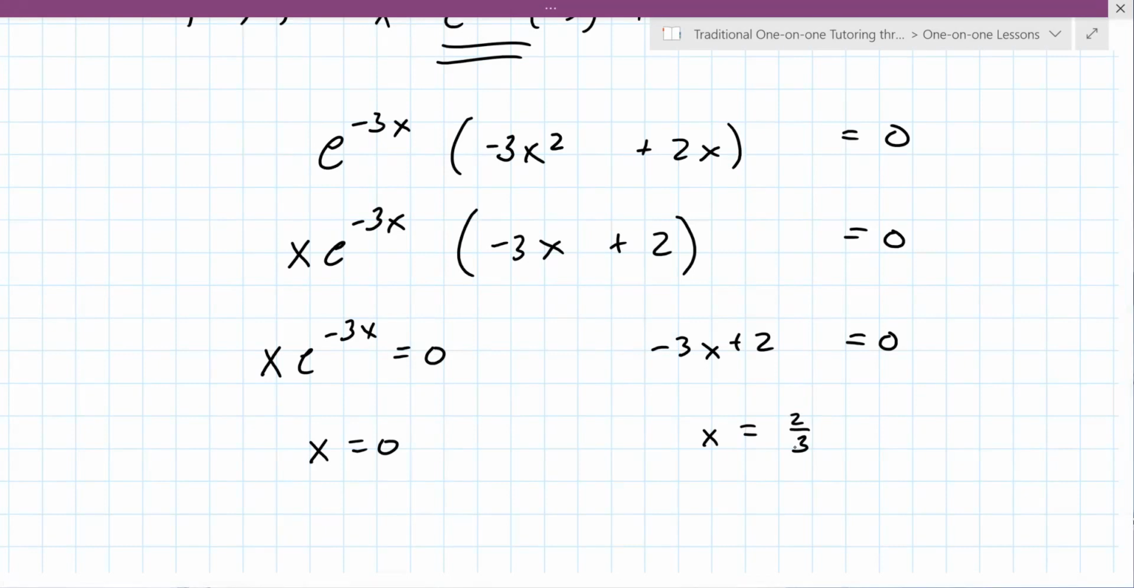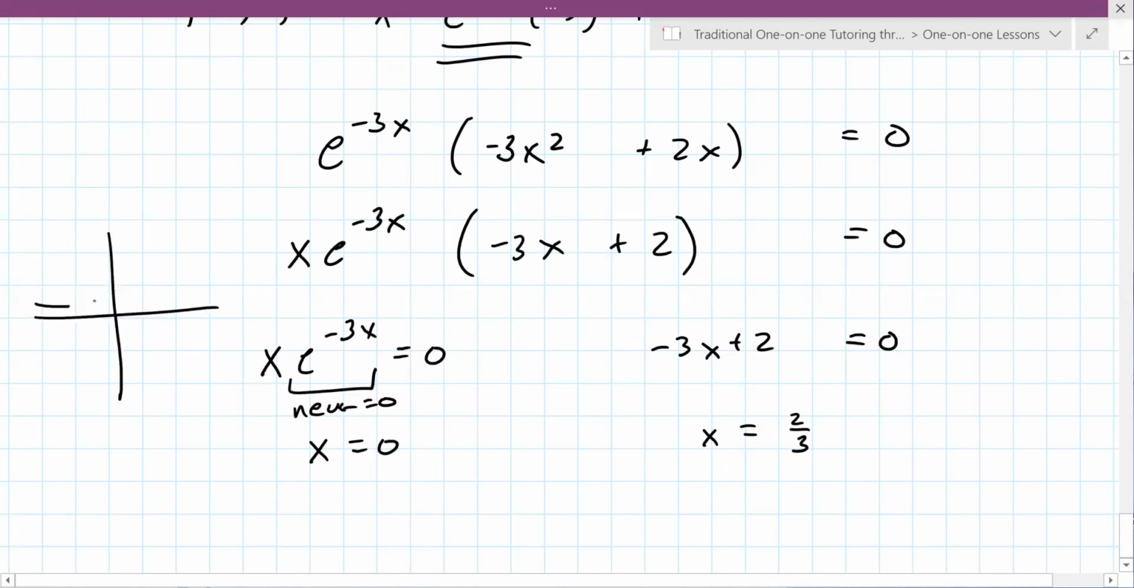Why does that equal 0? On the left, e never equals 0. If you look at a graph of e to the x, it's either like that, if it's negative it's like that, if it's flipped it's like that. It's hard to believe, but it's never equal to 0. But x is. If x is 0, 0 times anything is 0.